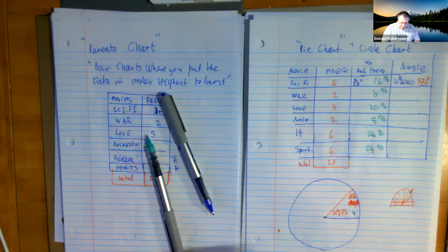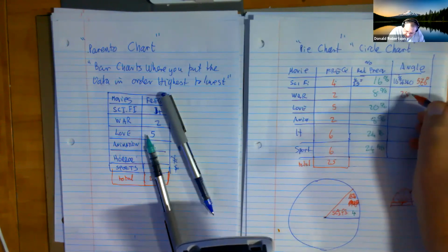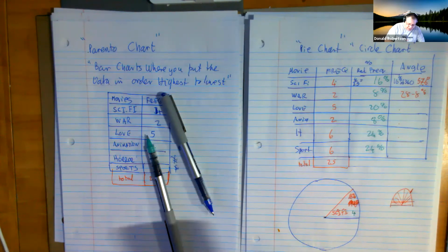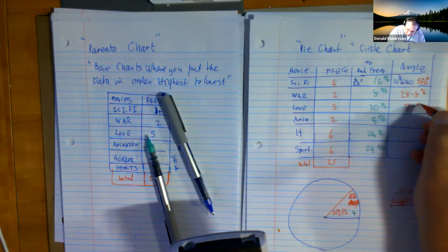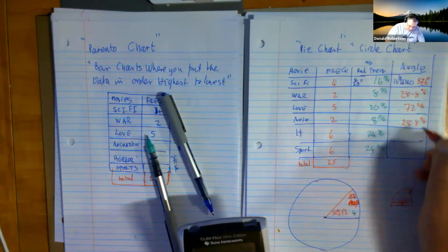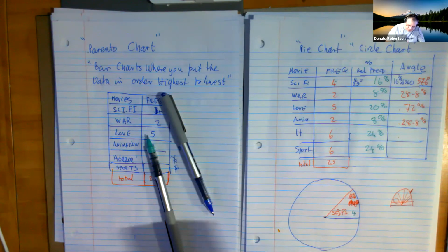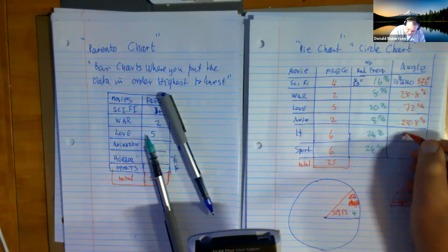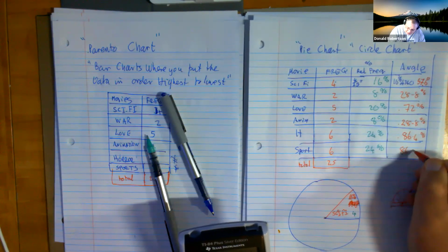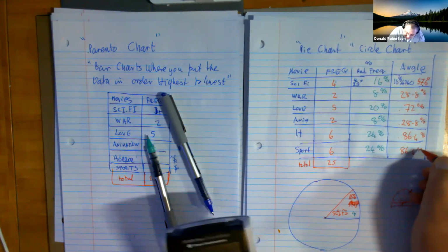57.6, if I divide that by 2, this one's about 28.8 degrees. If I do 20%, I think it's 72 degrees. This one is 28.8 degrees again, and I'm doing the 24. And that's 86.4 degrees and another 86.4 degrees. Why am I doing a percentage symbol? That's degrees.